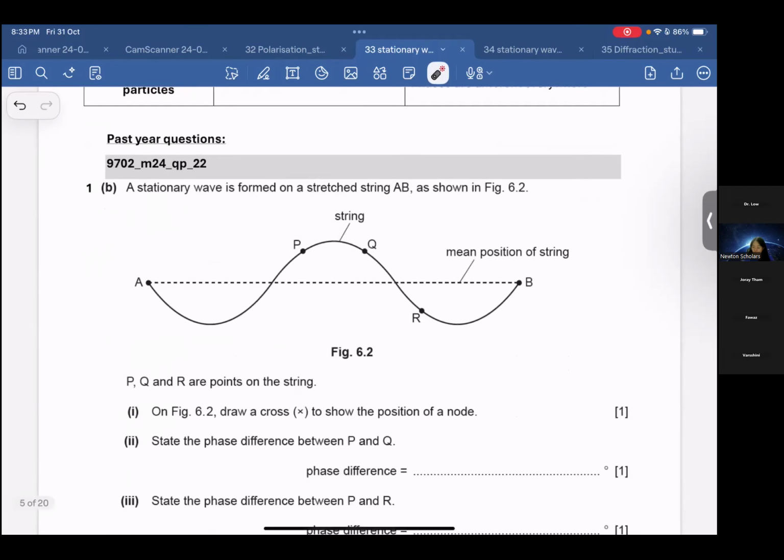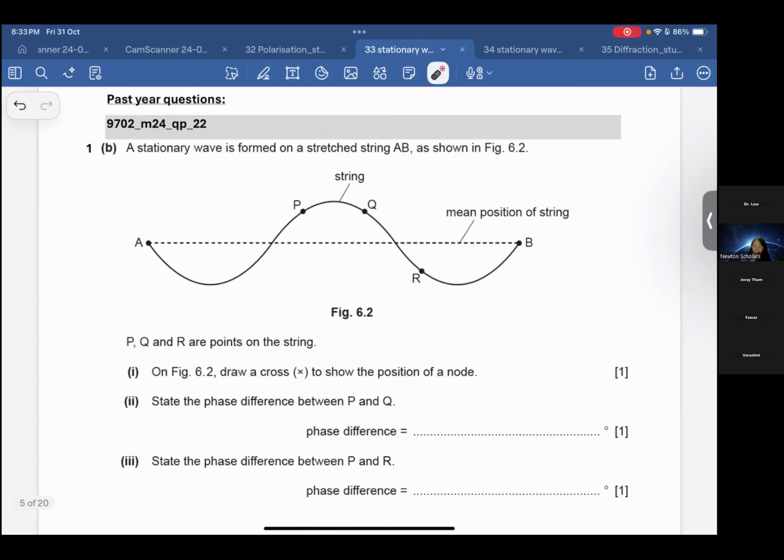Okay, we try this question. This one is from 2024, stationary wave. First we identify what the question is. On figure 6.2, draw a cross to show the position of a node. A node is the minimum amplitude, so we can draw it at any part to show your nodes. You can draw it here or at A or B, it doesn't matter.